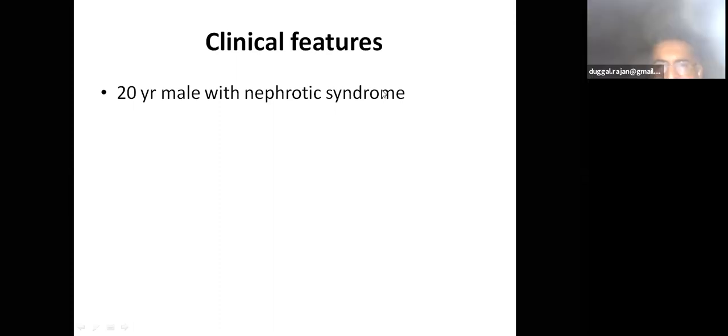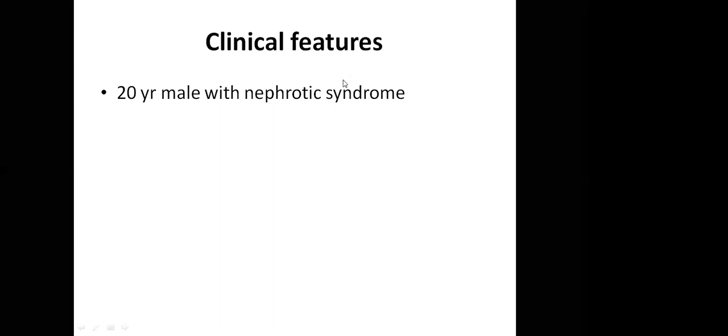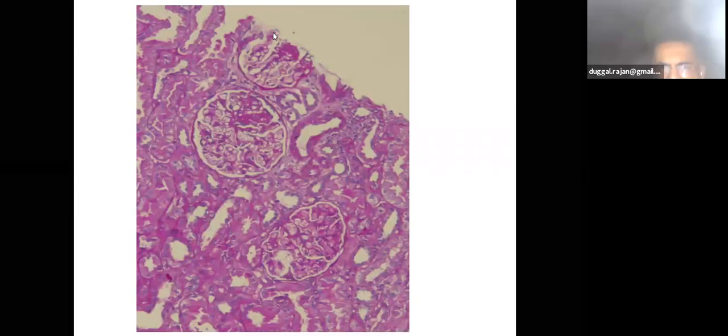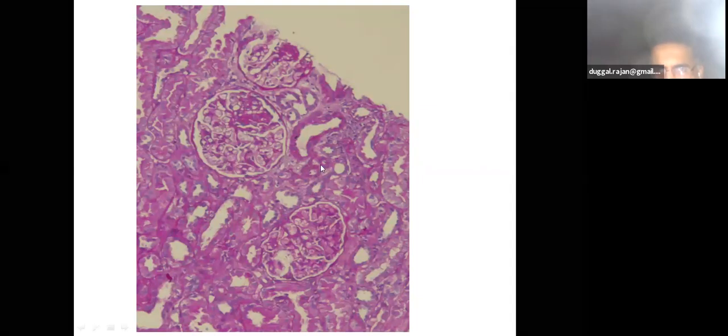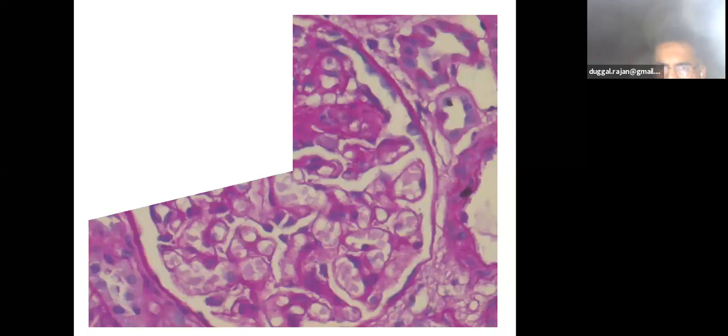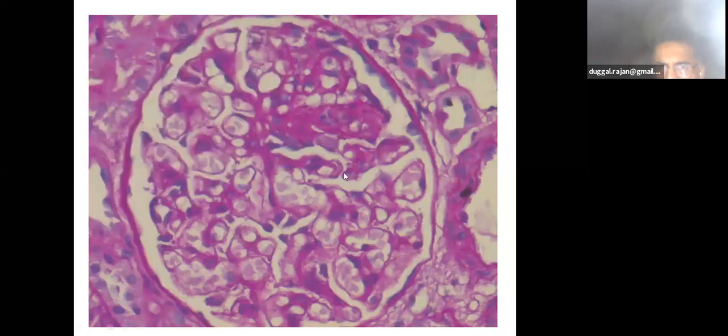Okay, fine. So this is a 20-year male with nephrotic syndrome. What you can see here is three glomeruli. This is the PAS stain. Just look at these two glomeruli. This glomerulus looks fine. So these two glomeruli are showing some pathology. This is a higher magnification of the glomerulus, which is showing a lesion here.